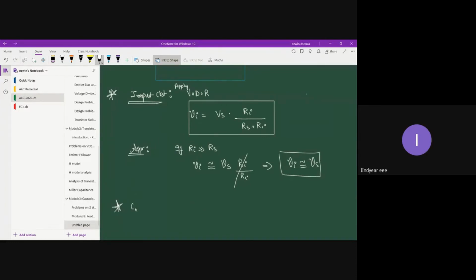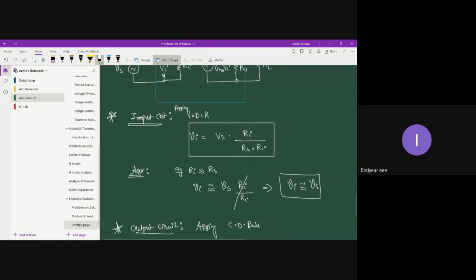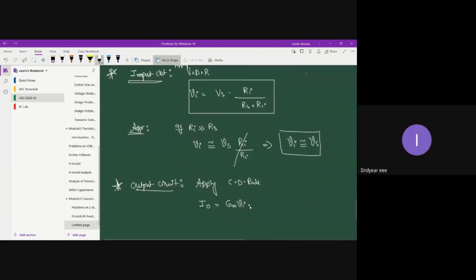Now let me take up the output circuit. As we know, on the output side we have a current signal, so let's apply the current division rule to get the value of I0. So I0 is equal to the main current, the source current, times the resistance ratio. The source current is Gm into Vi, into the resistance of the other branch, that is R0 divided by R0 plus Rm. So this is the exact expression for the output current.